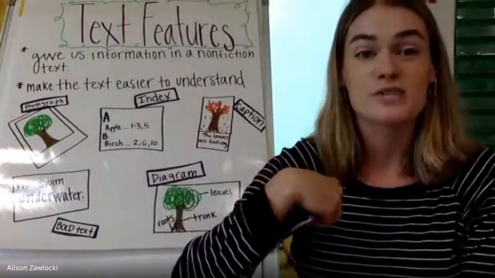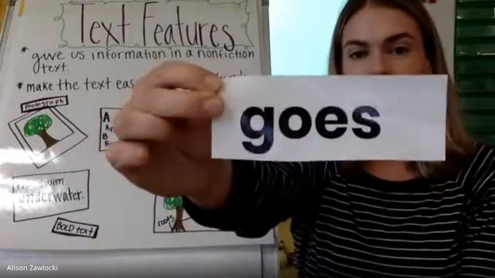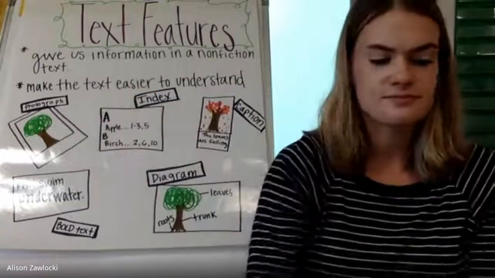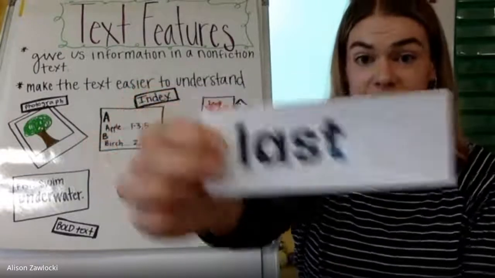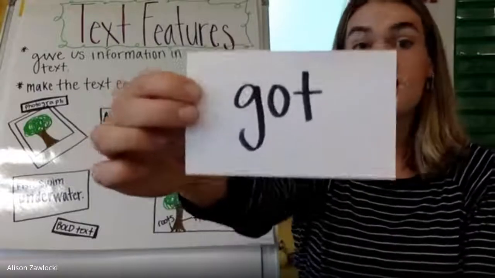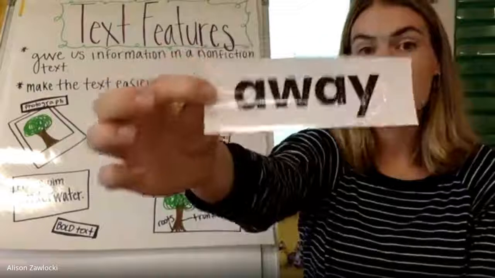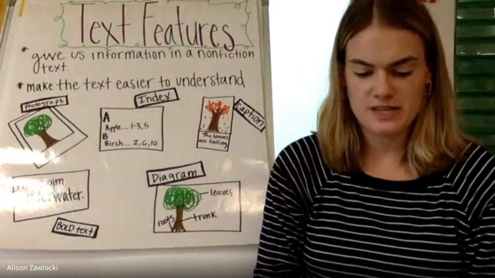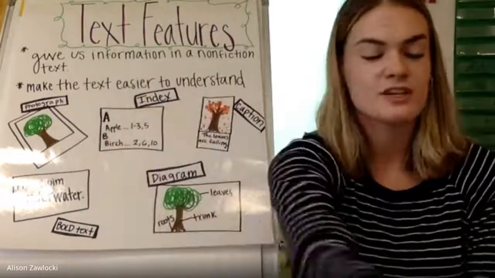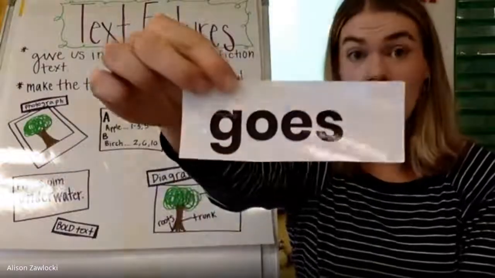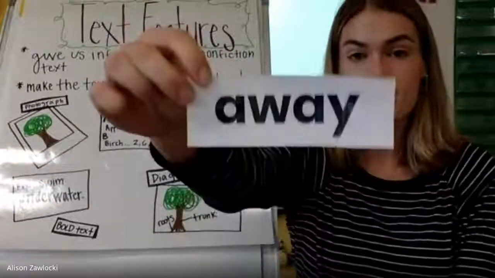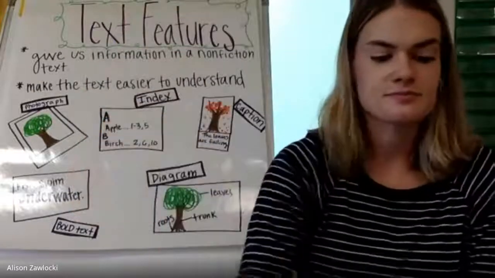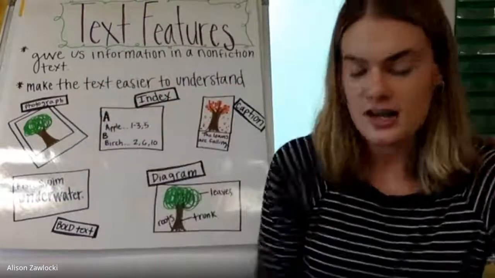I'm going to show you a word, and I want you to say it with your whisper voice. Goes. Very good. Goes. Next. Last. Got. And away. Very good. Now, let's say it in our regular voice. Let's do it one more time. I'm going to mix it up. Next. Very good. Goes. Away. Good. Last. And got. Awesome. Great job, boys and girls.